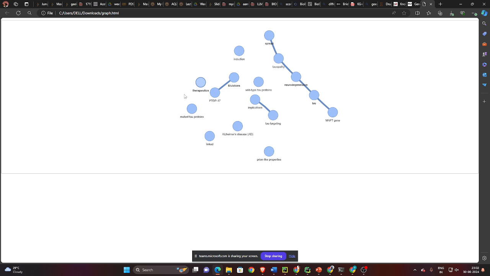So tau protein is there. Then there is another node called tau. Now tau is actually another name for the MAPT gene. Okay. So for me, in this way I will have thousands and thousands of nodes in my knowledge graph, which will not make sense for me from a visualization perspective.